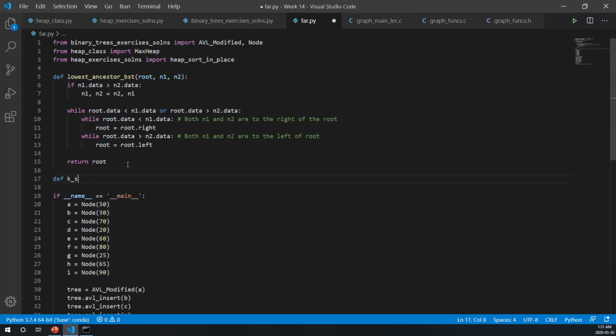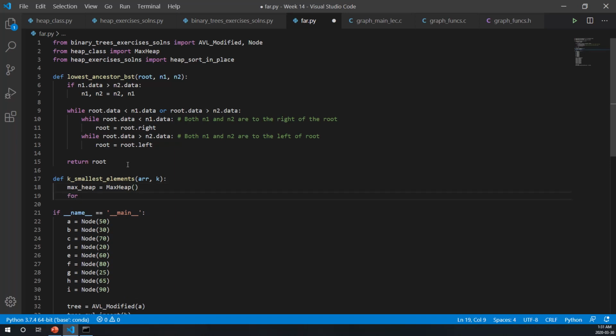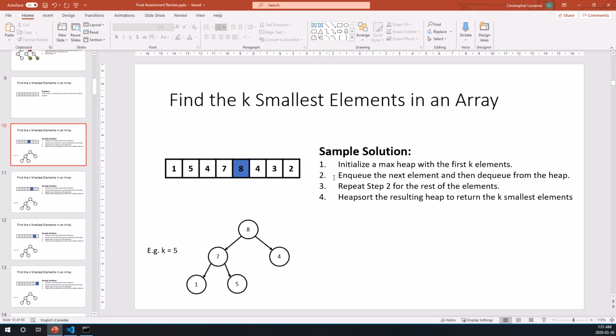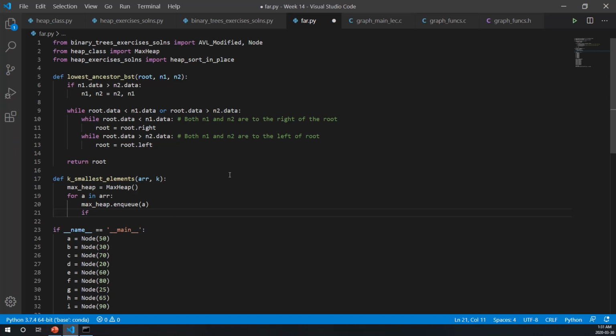So let's do def k_smallest_elements of array, and I'm going to have some k. Let's set a max heap equal to the max heap class that I set. We're going to go through every single element in my array, and the first step is to enqueue the element. Now if I have already gotten all my k elements, that means the next element I get will be the k plus 1th element. So let's do a quick check to see if the max heap's size exceeds k. If that's the case, then I'm just going to dequeue from it, so I'm getting rid of the current maximum.